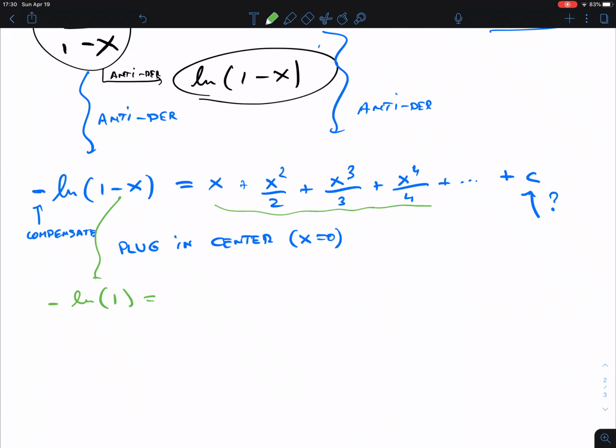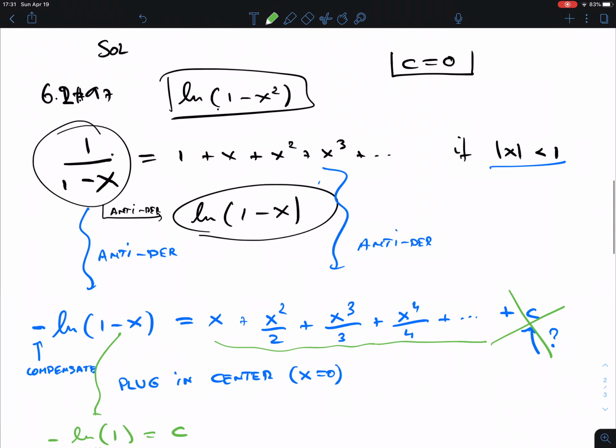Oh, but all these terms are gone, right? So I get c. Now what is ln of 1? That's 0. Well, negative 0 is still 0, right? So actually c was 0. So now I know that c is 0. Allow me to therefore say there was no c here.